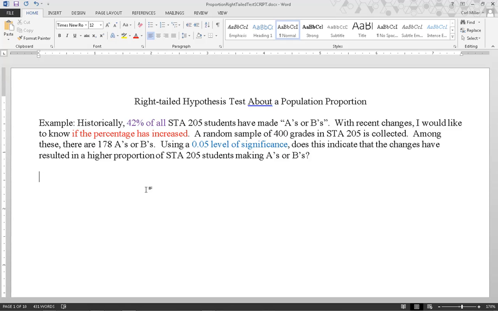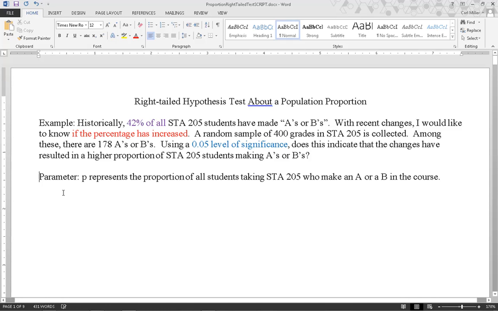Using a 0.05 level of significance, does this indicate that the changes have resulted in a higher proportion of Stat 205 students making A's or B's? The parameter P represents the proportion of all students taking Stat 205 who make an A or a B in the course.